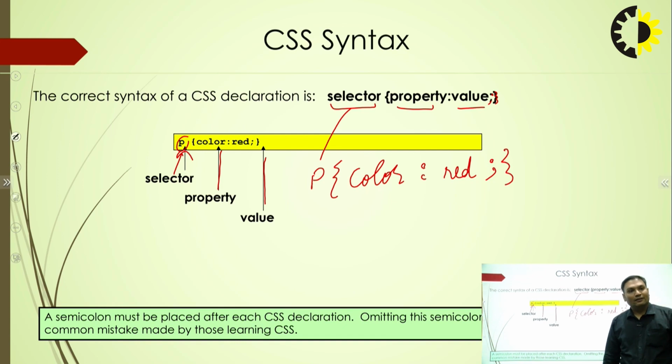Now many students make the mistake of not placing the semicolon at the end. The semicolon is a must at the end of the value. So a semicolon must be placed after each CSS declaration. Omitting this semicolon is the single most common mistake made by students who are learning CSS. So we should keep in mind that at the end we will place a semicolon.